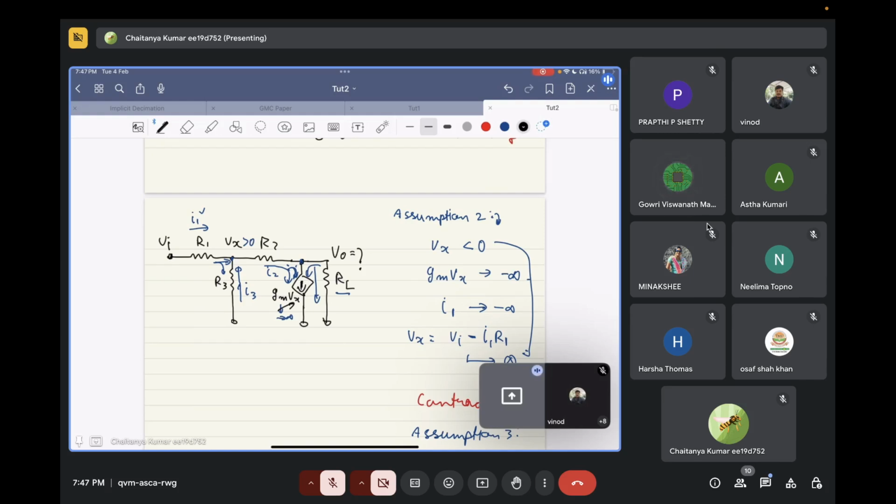Is this concept clear? Yes, sir. So if in a circuit, the input terminal goes in some direction, and the circuit is trying to work in the opposite direction and bring the input to zero, then you will say that the circuit is in negative feedback.